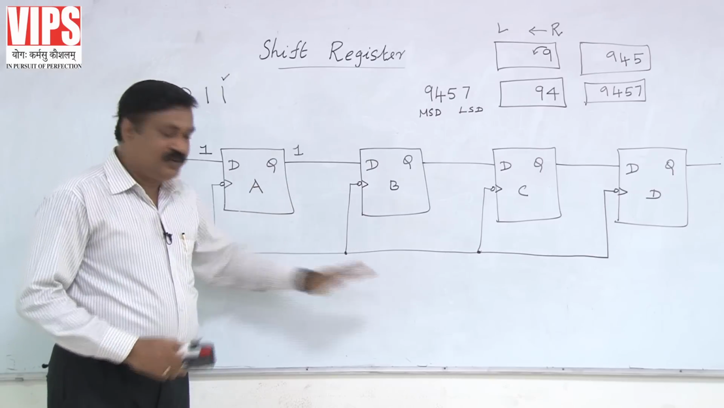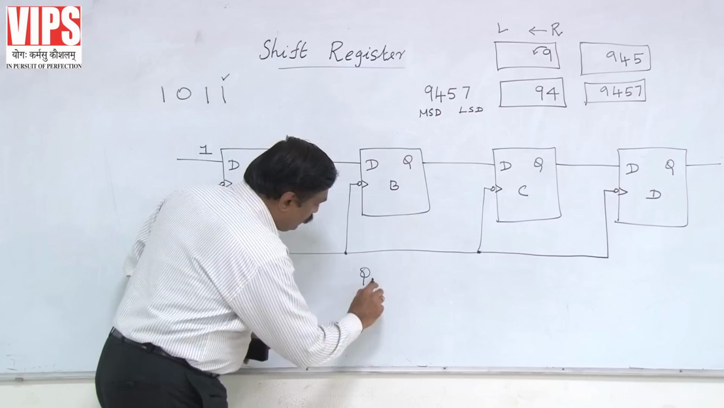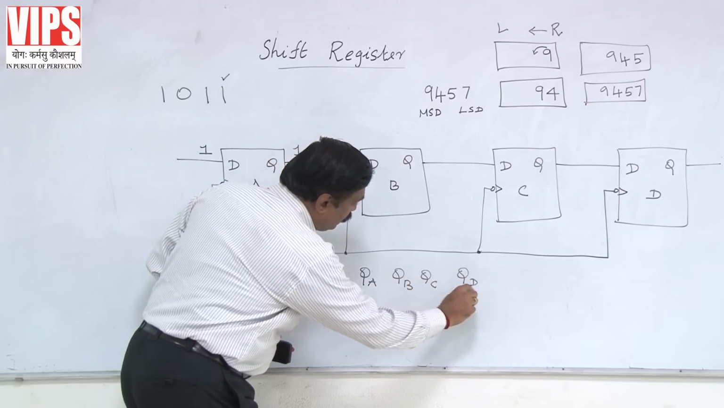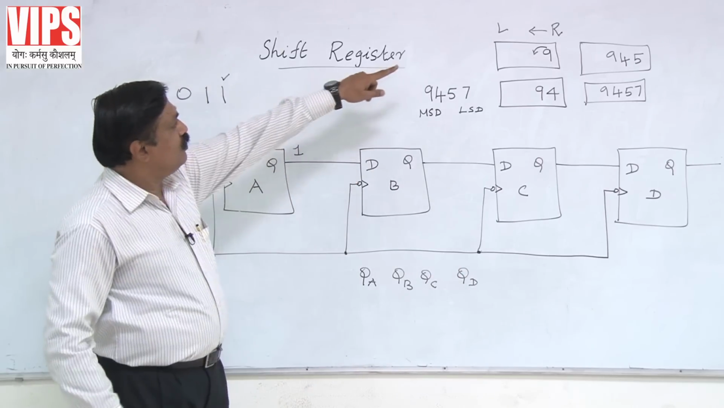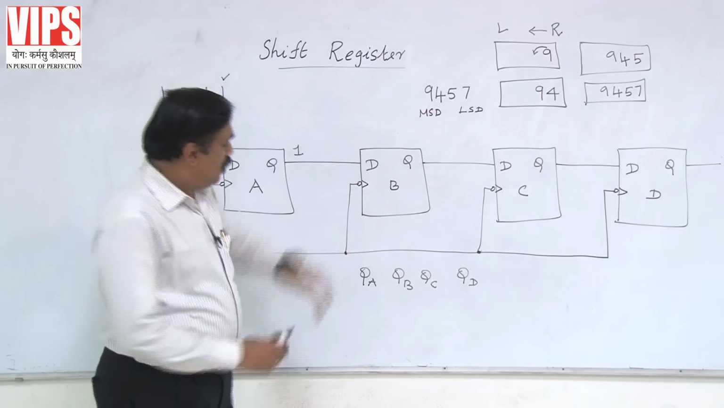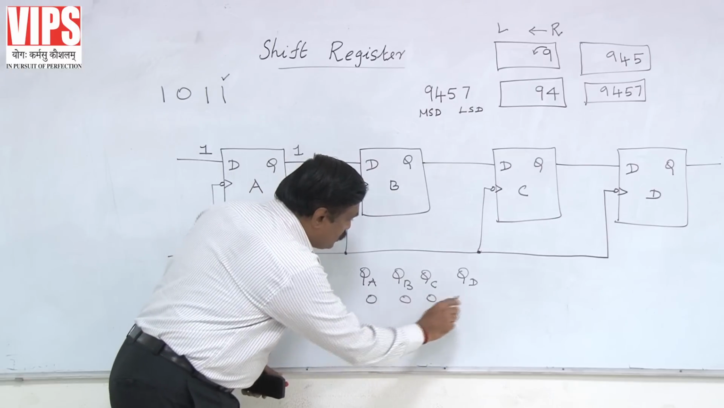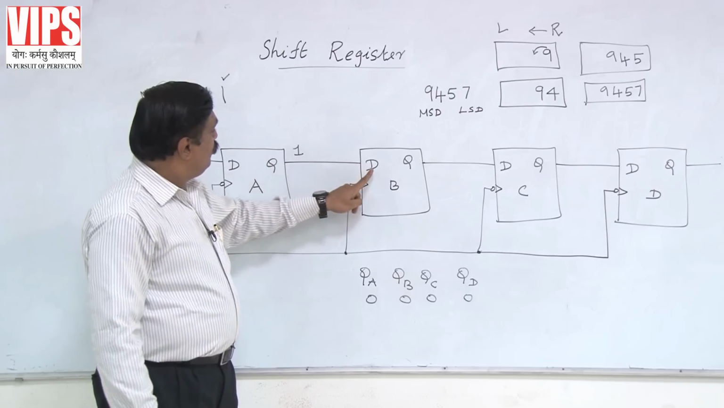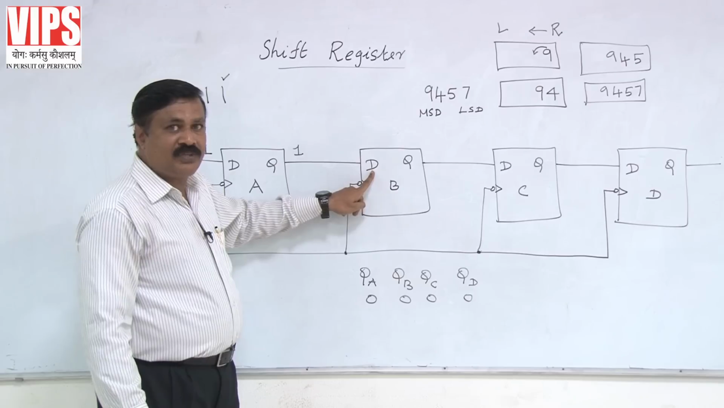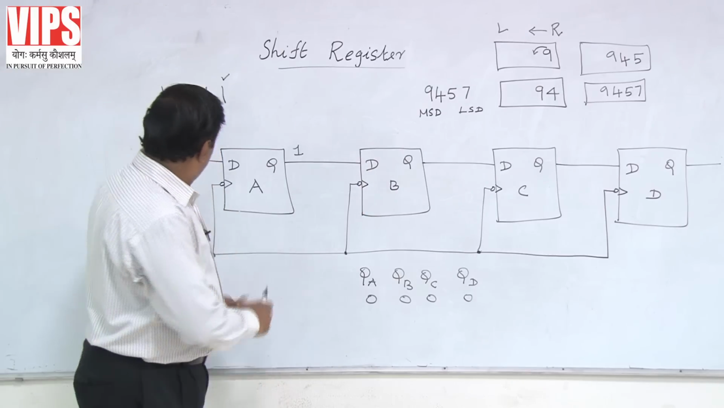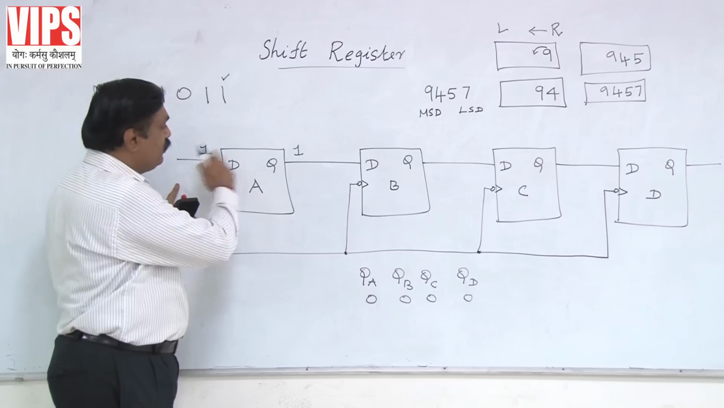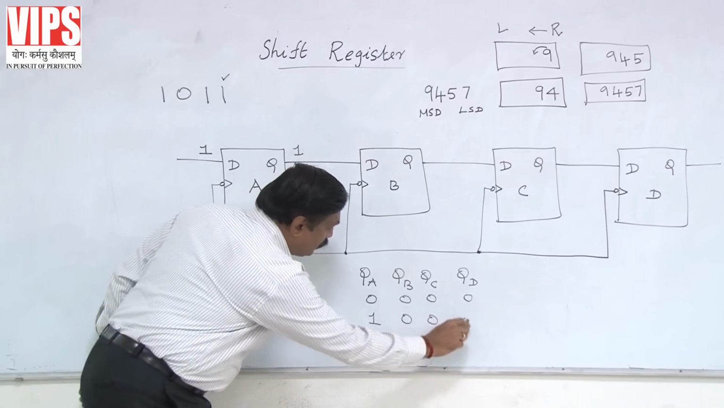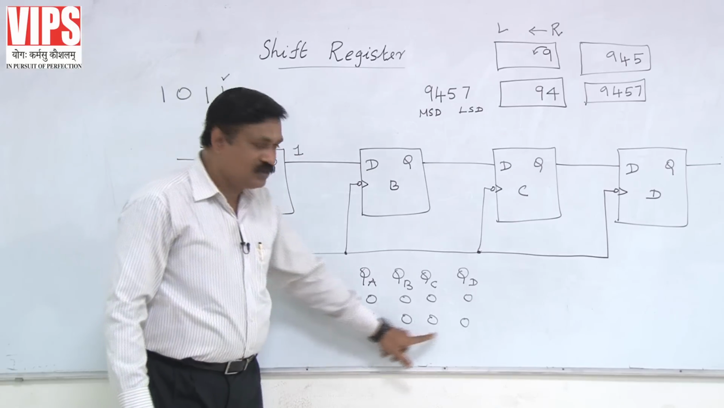Side by side, I will draw the table also: QA, QB, QC and QD. Initially, please ensure all the outputs are 0. Now, this 1 is connected to this D. Therefore, if you give a 1, then you will get a 1 here. So for the first clock pulse, you are getting 1 and all the others are 0.